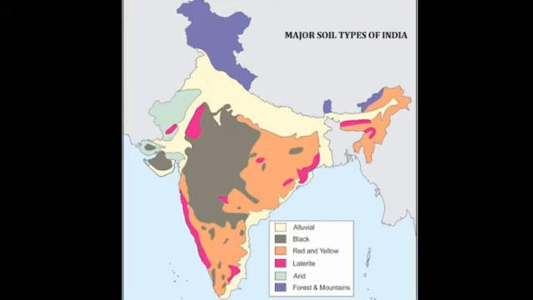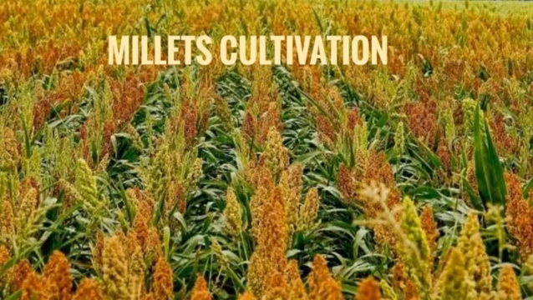Next we are going to read about red soil. Red soil has a high content of iron, which gives it a red color. It is less fertile. Fertilizers have to be added to make it suitable for agriculture. Red soil is found in Madhya Pradesh, Odisha, Jharkhand, Andhra Pradesh, and crops like millets and groundnuts are grown in this soil.